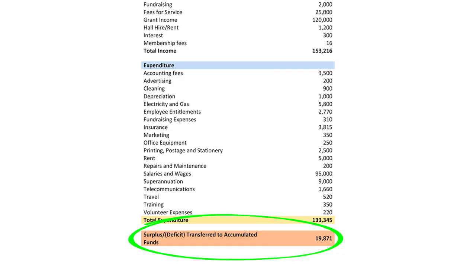The last element that is important when reviewing your profit and loss report is the surplus or deficit area. Surplus means that you've earned more than you've spent, and a deficit means you've spent more than you've earned.